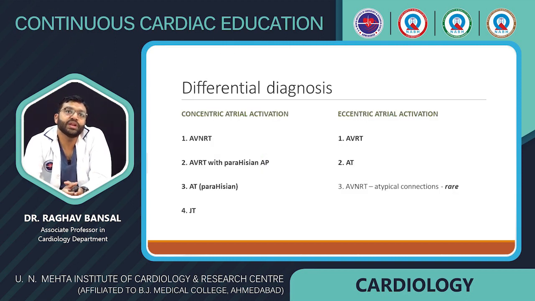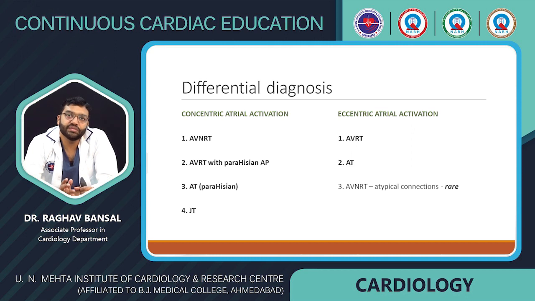So we remember the differential diagnosis of the concentric atrial activation and the eccentric atrial activation. The differential diagnosis of concentric atrial activation is AVNRT, AVRT with a parahisian accessory pathway, which is opening near the AV node only, near the His bundle only, an atrial tachycardia which is arising from that region, or a junctional tachycardia. While for eccentric atrial activation, the important differential diagnosis is the AVRT.